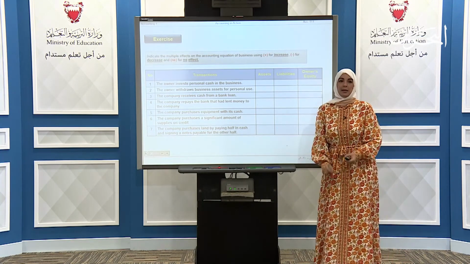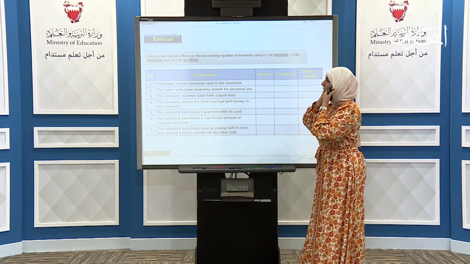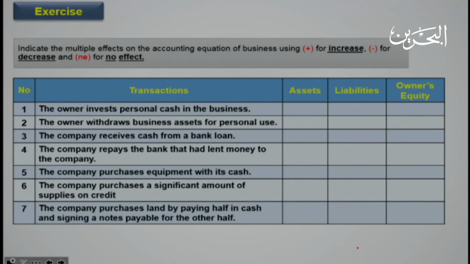Let us take an exercise, my dear student. The exercise we have: indicate the effect on the accounting equation of the business using the plus for the increase, using the minus for the decrease, and no effect for a transaction that has no effect on it. You have a few minutes to take a look at the transactions.